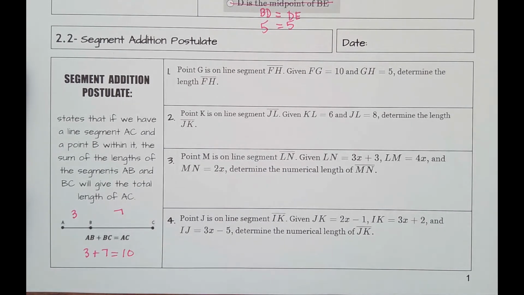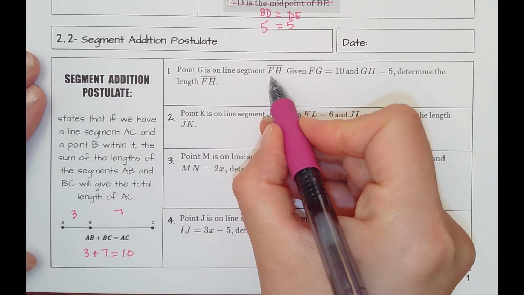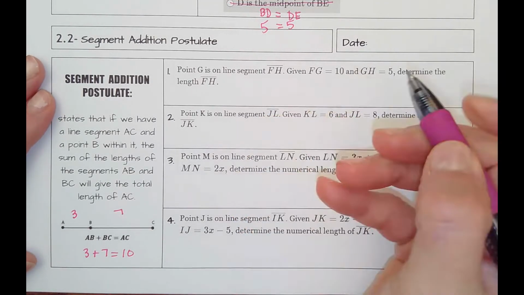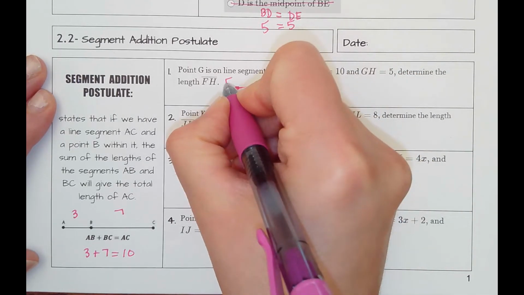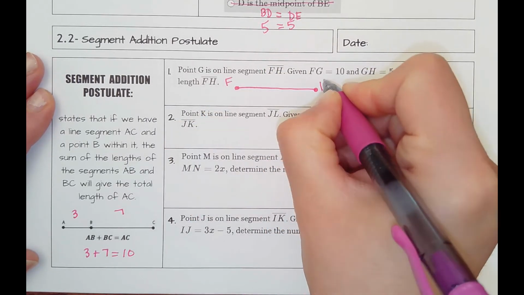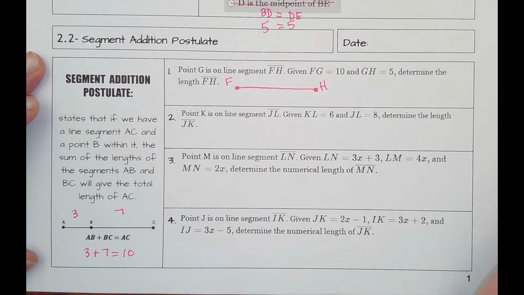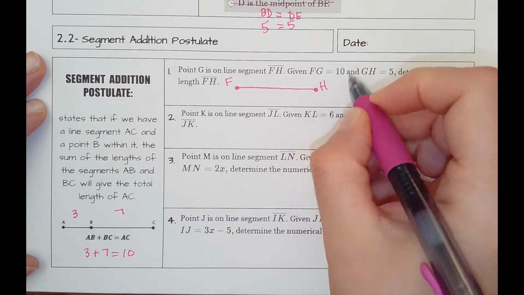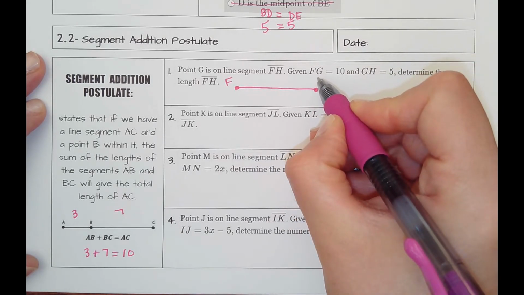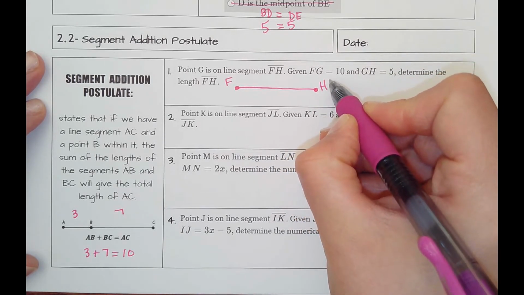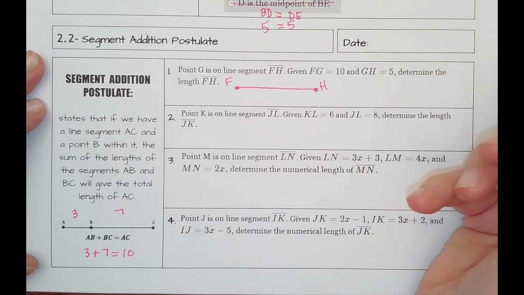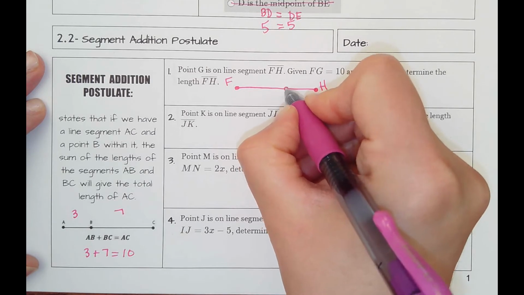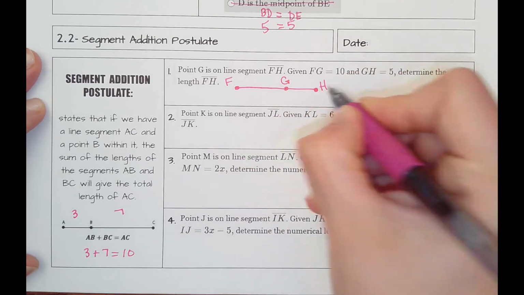Number 1 says point G is on line segment FH. I will go ahead and draw that first. So let's say we have our line segment. We'll put a point here at F and the other endpoint here called H. G is somewhere in between. I'll read the rest of it to see how to draw it a little bit to scale. FG, that distance is 10, and then G to H, that distance is 5. So it looks like F to G is going to be longer than G to H.